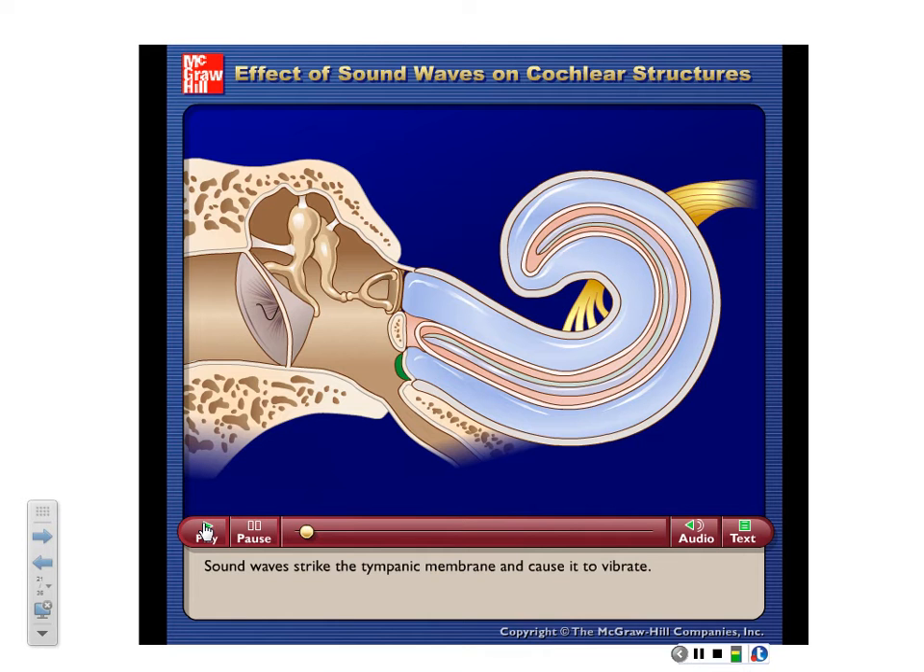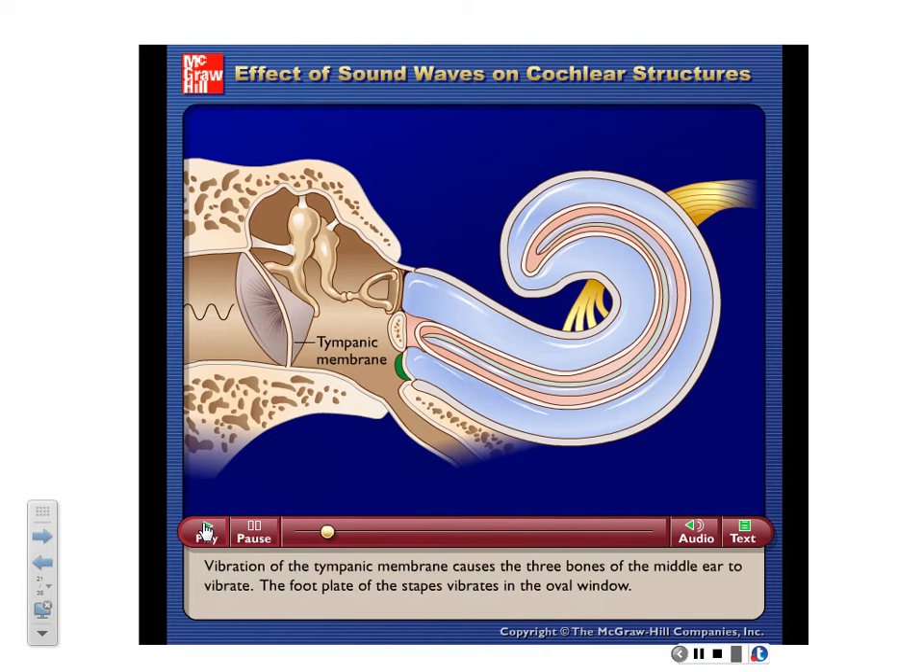Sound waves strike the tympanic membrane and cause it to vibrate. Vibration of the tympanic membrane causes the three bones of the middle ear to vibrate. The footplate of the stapes vibrates in the oval window.